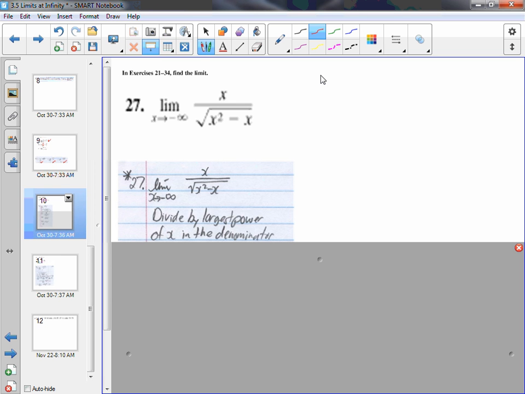But here we have some trouble. We have two things bothering me. That term is under a square root sign, so I have a little more trouble deciding what the largest power of x in the denominator actually is. And that bothers me, the negative.